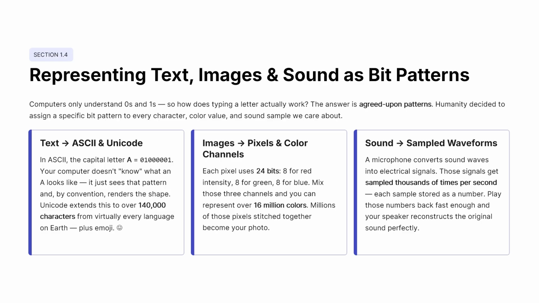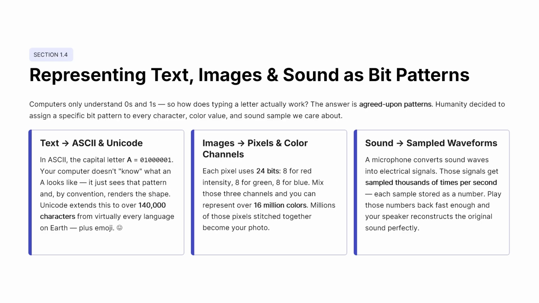ASCII works great for English, but what about Chinese, Arabic, emoji? That's where Unicode comes in, a much bigger system that covers over 140,000 characters from virtually every language on Earth, plus thousands of symbols. And, yes, emoji. Images work similarly, but with different patterns.